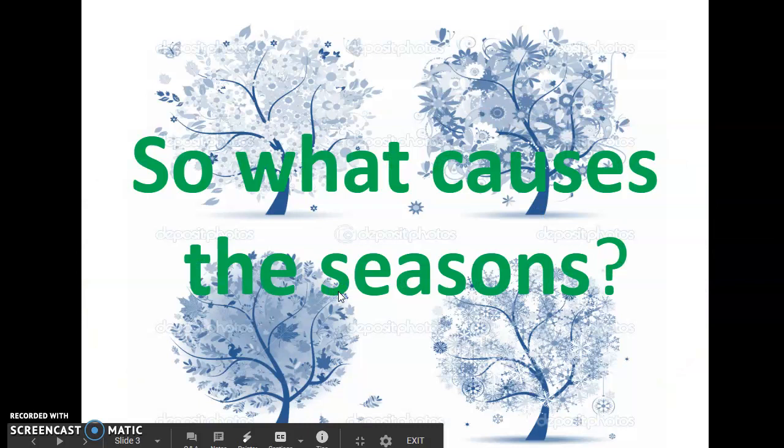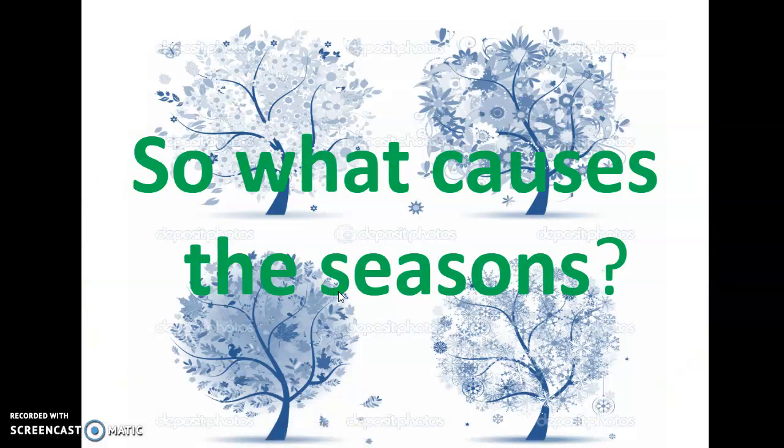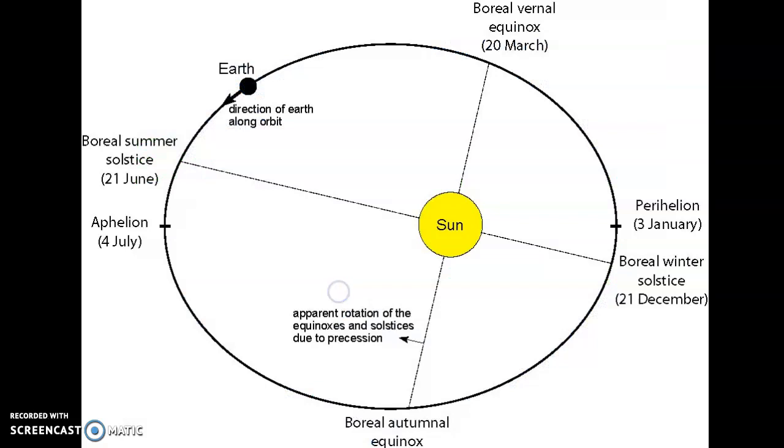So now that we have learned about Earth's motions, more specifically rotation, so that's just our day and night, 24 hours on Earth, and then revolution, which is Earth's movement around the sun, which is responsible for our year, we're going to ask ourselves what causes the seasons.